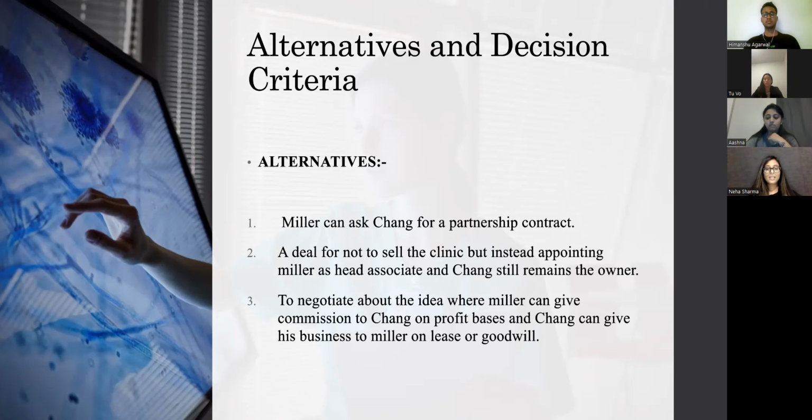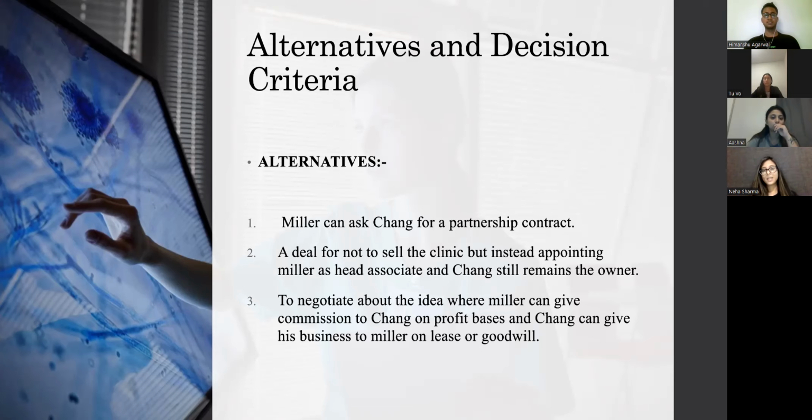Next is going to be a deal not to sell the clinic. So here, Miller can convince Chang not to sell the clinic, but to allow him to be the head associate and pay him a good amount as income. At the same time, Chang is going to be the owner, and his name is going to be on the clinic, that is, Chang's Dental Clinic again.